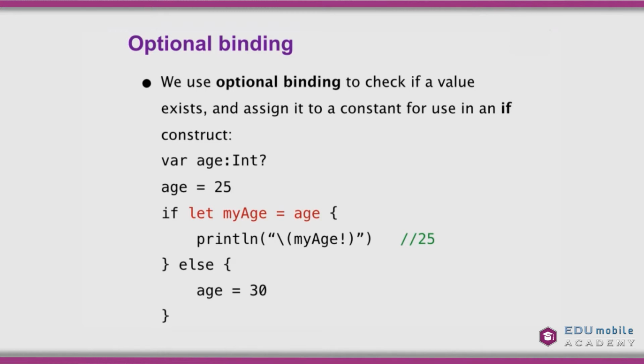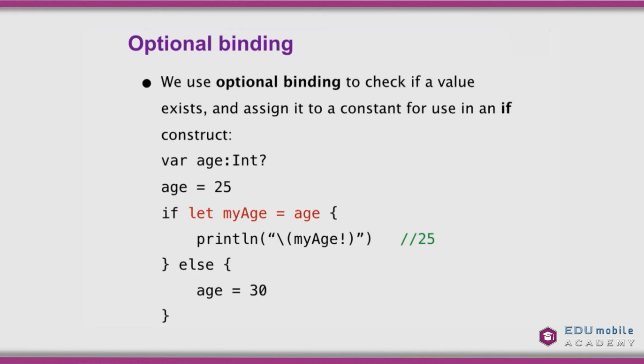If let my age equal age. Let my age equal age, of course, is going to assign 25 to my age. Actually, it's going to assign optional 25 to my age. This does not return a bool. How does that work in an if statement? The answer is it really doesn't. The best way to think about this is not an if statement with an assignment in it. This is an if-let statement. So think of if-let as being one kind of statement where we're doing optional binding.